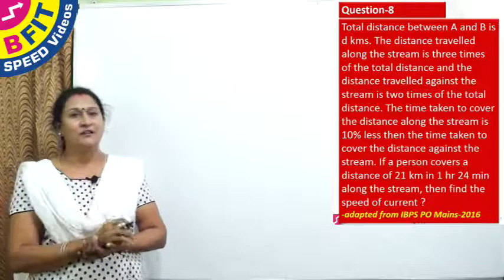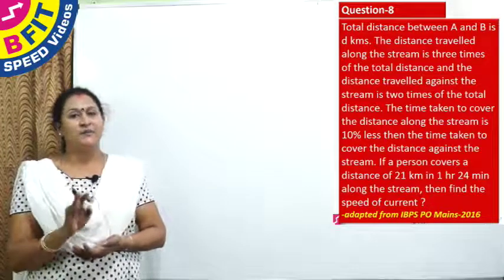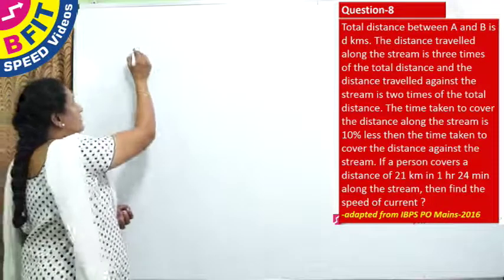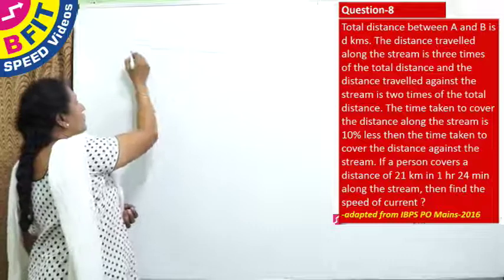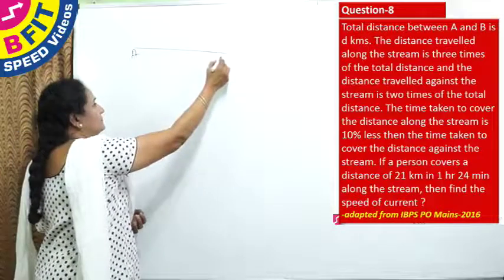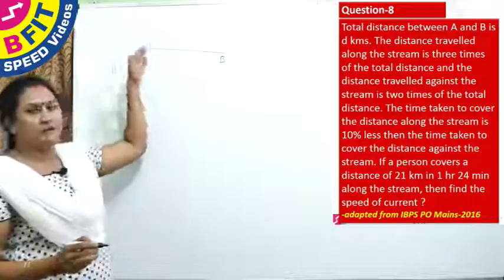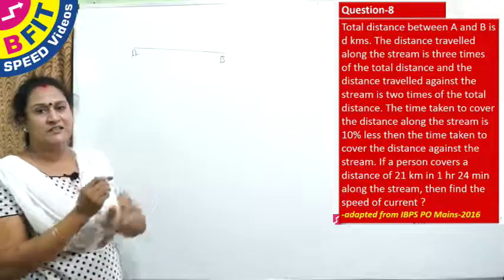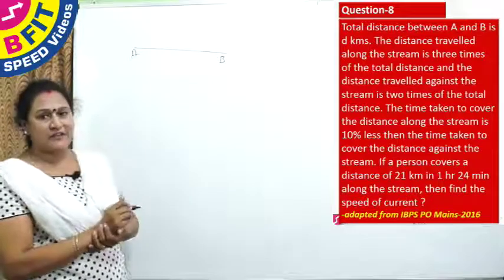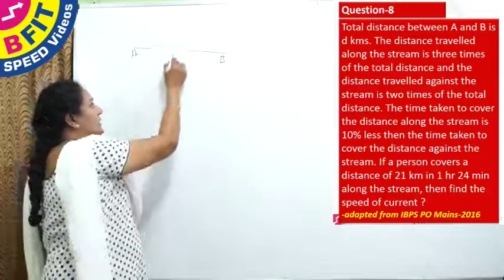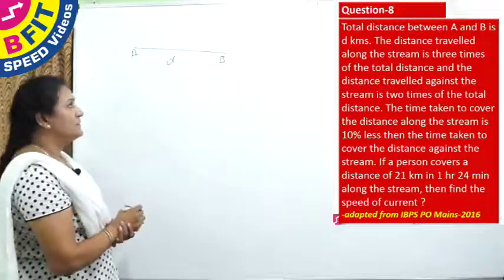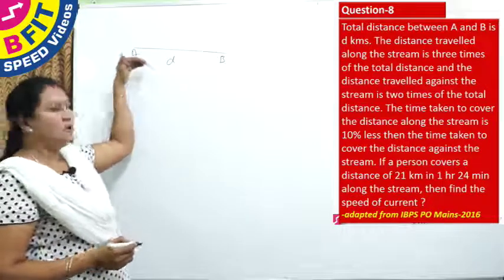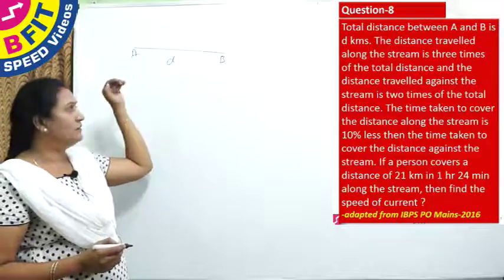So what is given? Total distance between A and B is d kilometers. So we'll take the stream. In the stream, 2 points, A and B. I have drawn an inclined line to show that the river flows in this direction. What is the distance between A and B? It is given as d kilometers. So a person is going along the stream. Along the stream is towards the current of the river, or downstream.